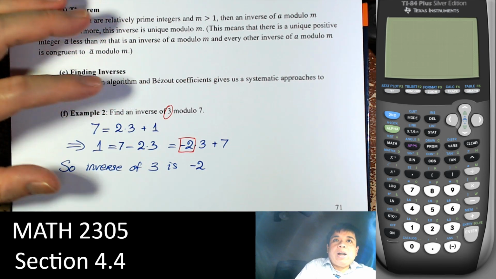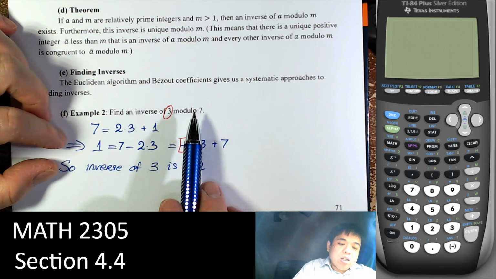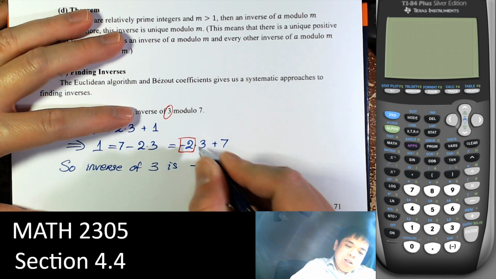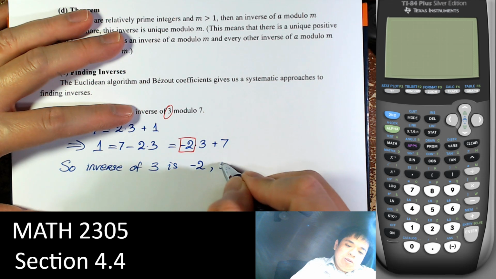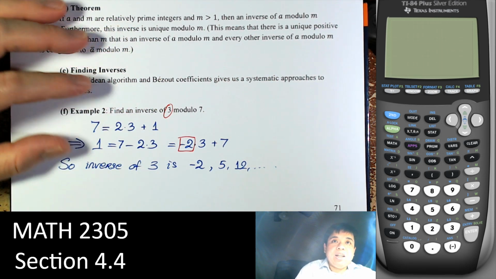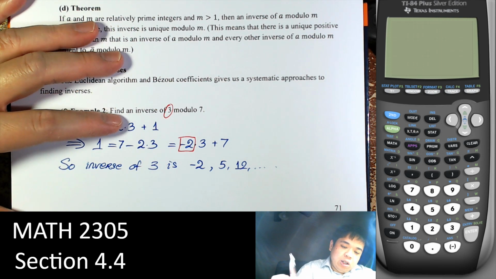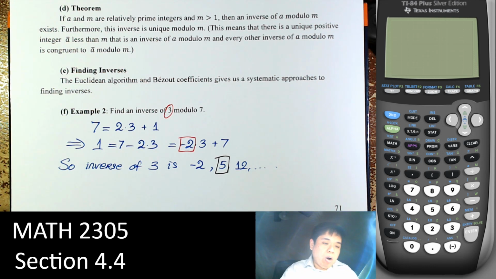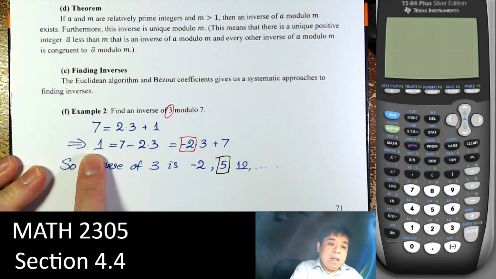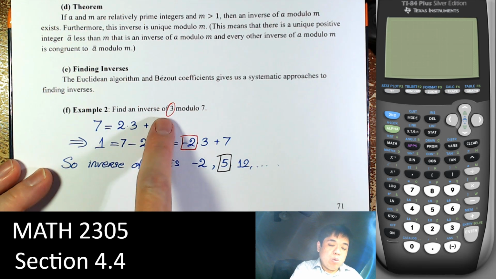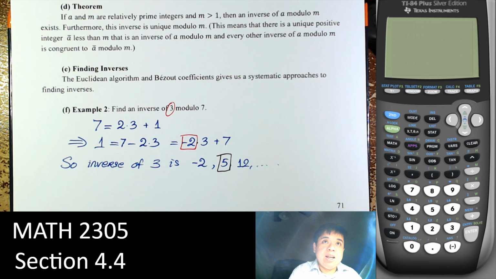Of course we can write it modulo 7, so we just add 7 to this: 5, 12, and so on. The inverse can be any of these numbers, but usually we go with the positive numbers. So we start from 1, and then we expand until we find the coefficient of the number we're trying to find the inverse of. That will give us the inverse.